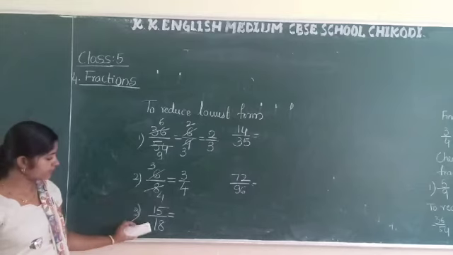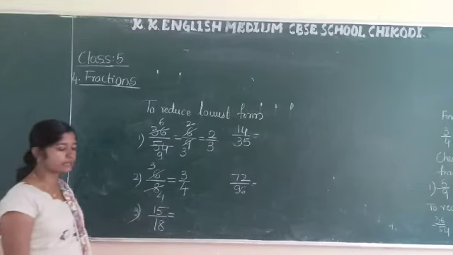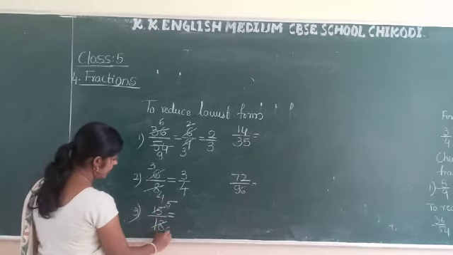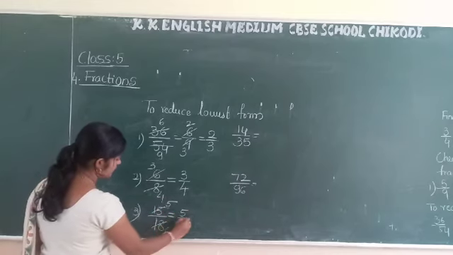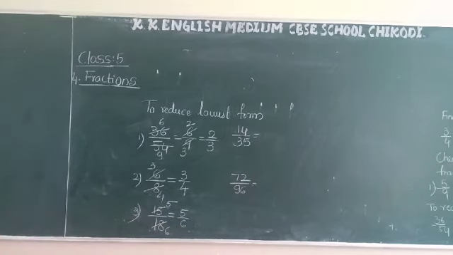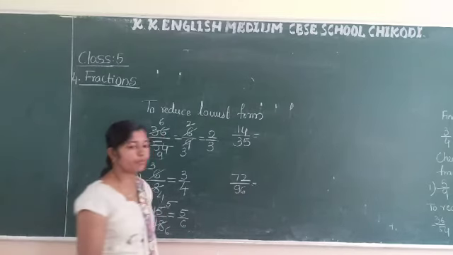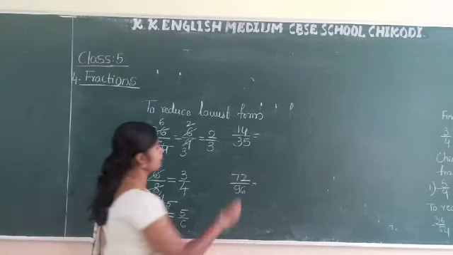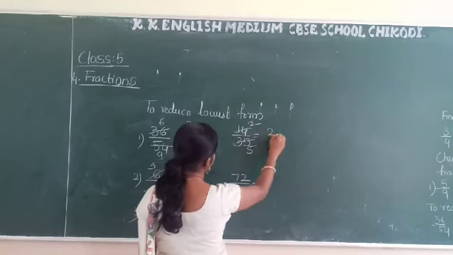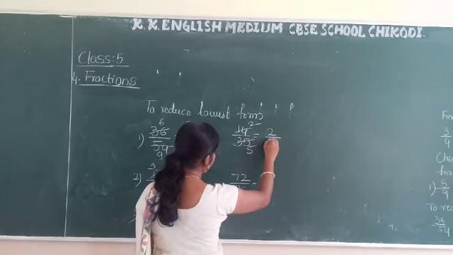Okay, next here 15 by 18. Both numbers are in the 3 table. 3 fives are 15, 3 sixes are 18. 5 by 6 is its lowest form, because 5 and 6 are not in the same table. Okay, next, 14 by 35. Both are in the 7 table. 7 twos are 14, 7 fives are 35. So its lowest form is 2 by 5.